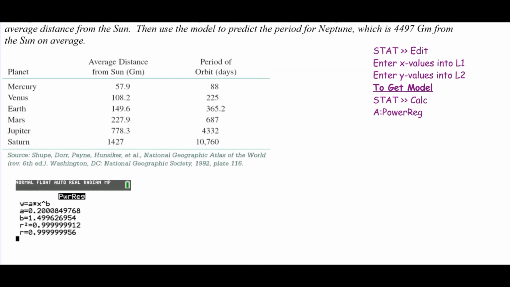So using the calculator output, we can then write the equation. So using our power regression output, we can write the equation. So this is going to be y equals 0.2 x to the, and then I'm just going to round that to 1.5. And then this question asks us to do a prediction using 4,497. So y equals 0.2 times 4,497 to the 1.5, and we get about 60,313 days.